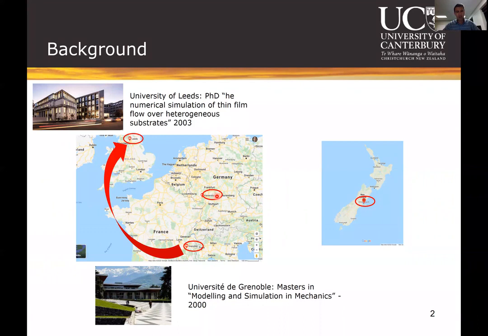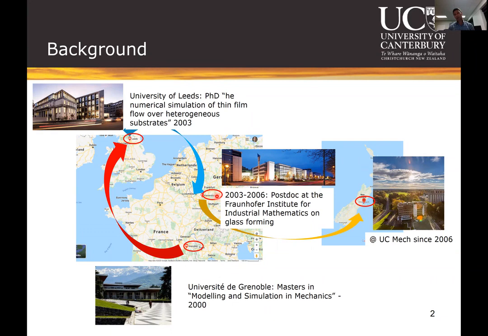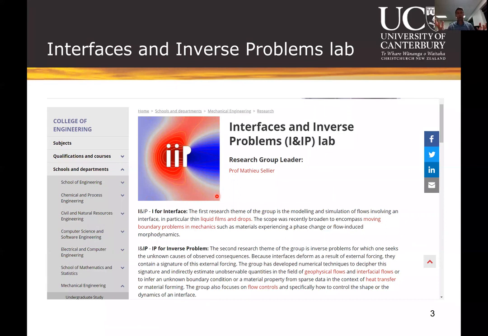After that, I went to Fraunhofer Institute in Kaiserslautern, where my research topic was around modeling and controlling glass forming processes. And from 2006, I've been here in Christchurch, New Zealand, in the Department of Mechanical Engineering. So I thought I'd talk a little bit about my research topics, which revolve around interfaces and inverse problems mostly.